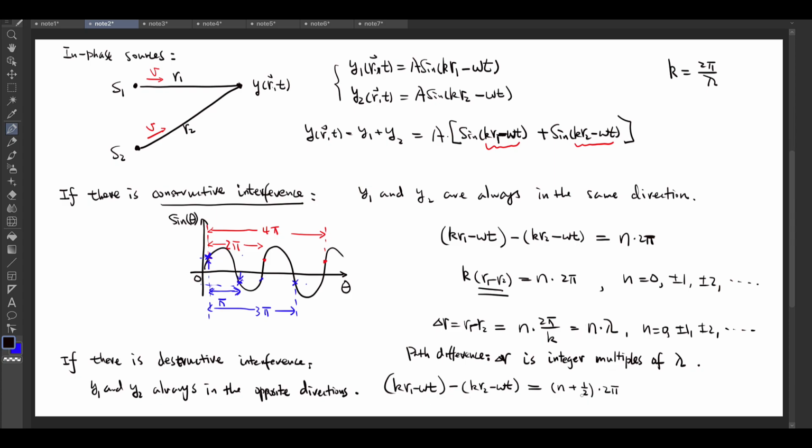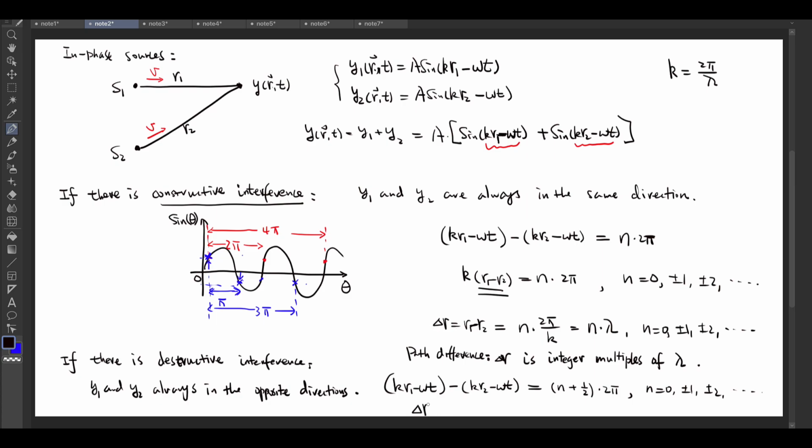So let's check that. When n equals 0, we get pi. When n equals 1, we get 3 pi. Yeah, that's right. And then n can also be negative. So when n equals -1, we get negative pi, etc. So n here is, again, 0, plus minus 1, plus minus 2, etc. Any integer.